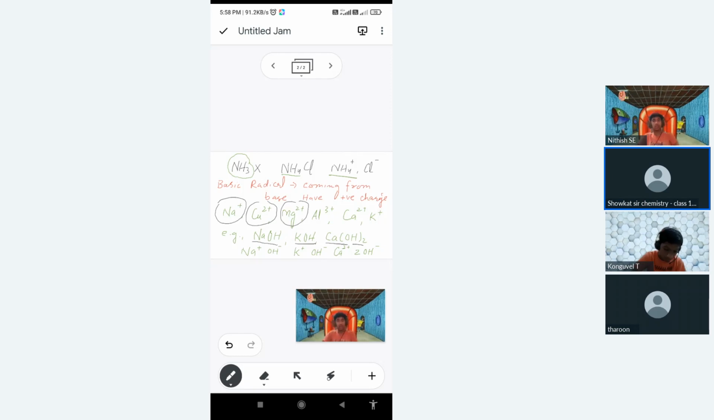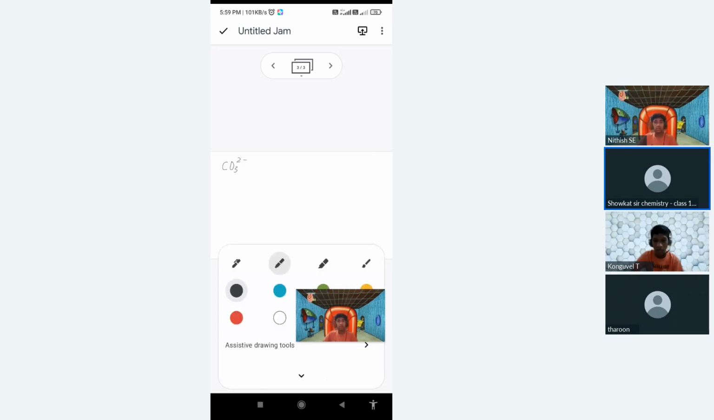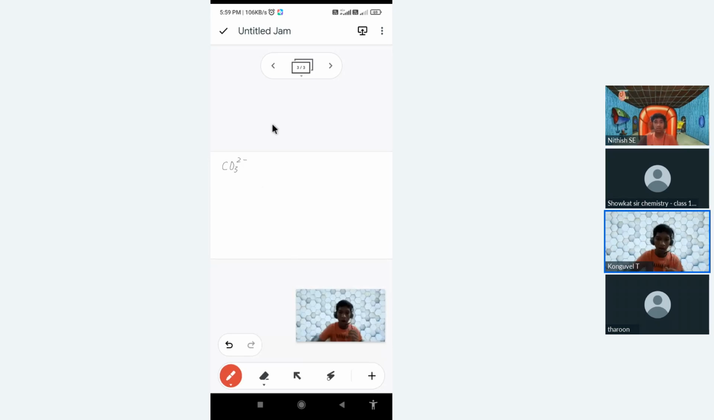You can simply differentiate these on the basis of the charge. If there is positive charge, it is a basic radical. If there is negative charge, that is your acidic radical. For example, if I am writing here CO3 2-, you have to tell whether it is acidic radical or basic radical. Acidic. Exactly. If there is negative charge, definitely it is your acidic radical.